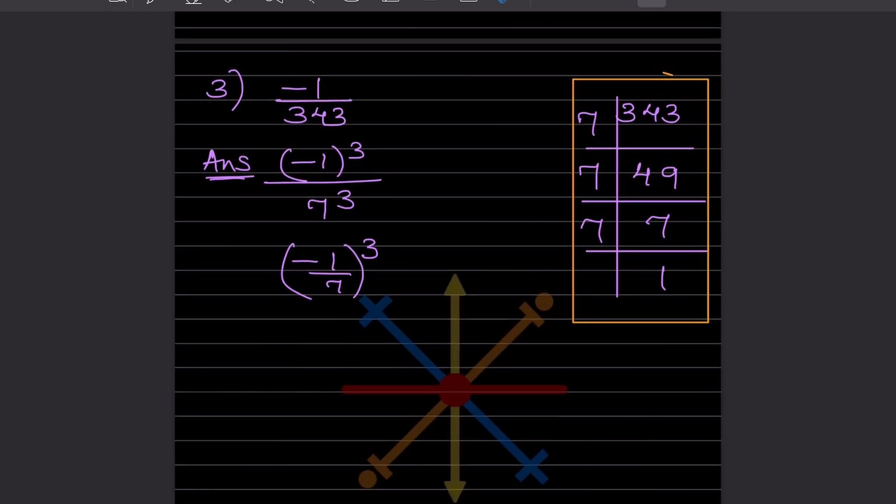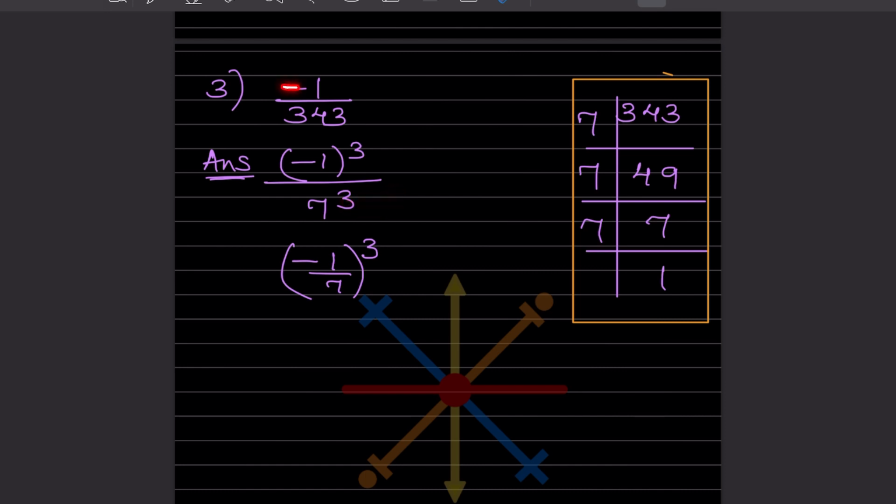Now look at here. This is 1. 1 doesn't make this one. So we see here we'll make this one 343. We'll take the factors of 343. So here it is possible by 7. So here 7 means 3 times 7. So here 3 times 7 is 343.